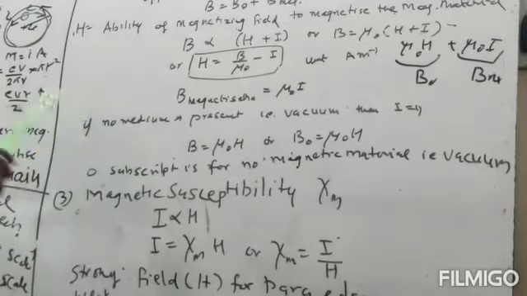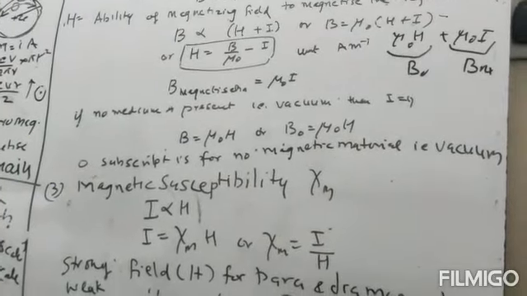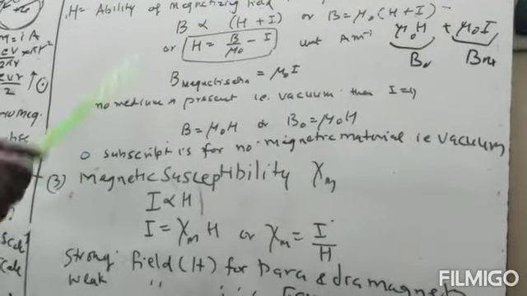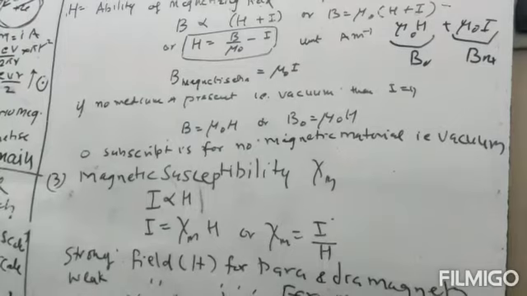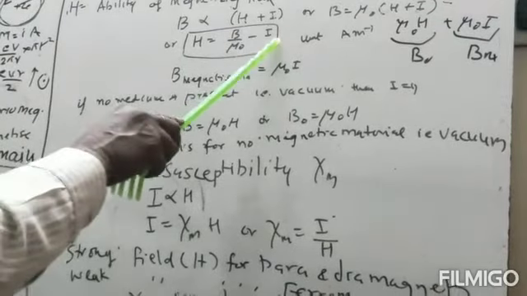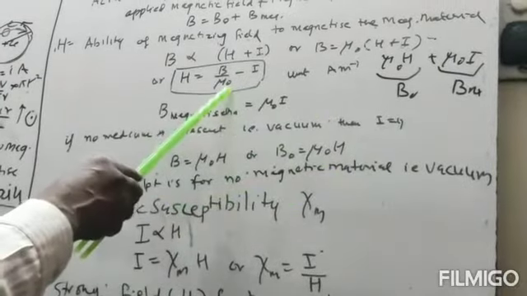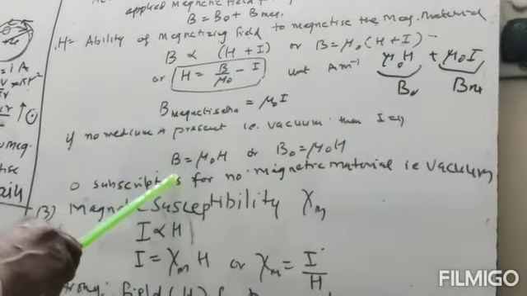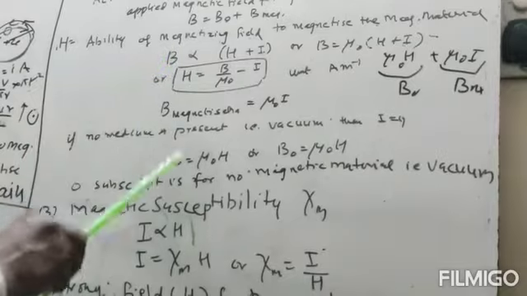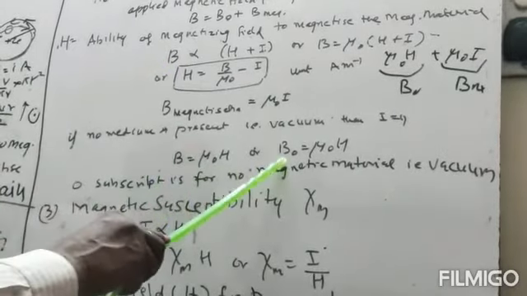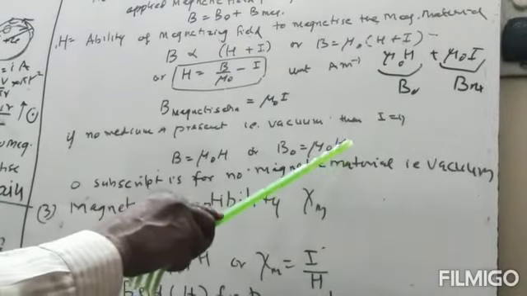Now if we do not have any material, meaning there is air or a vacuum, then what will happen? When there is no material, I will be equal to 0. It is not magnetized. When it is not magnetized, I is equal to 0, then the magnetic field B will be equal to mu 0 into H, or we can write B0 is equal to mu 0 into H.